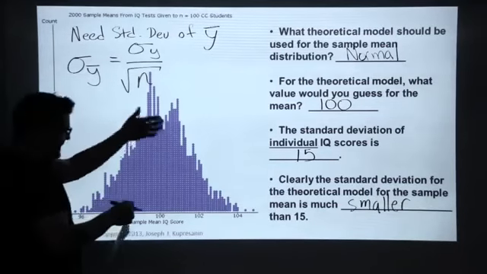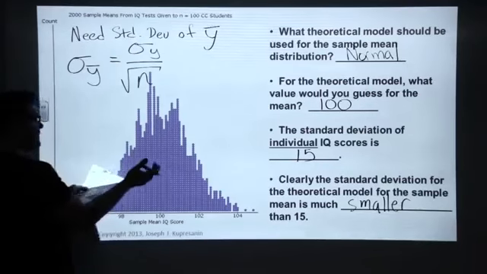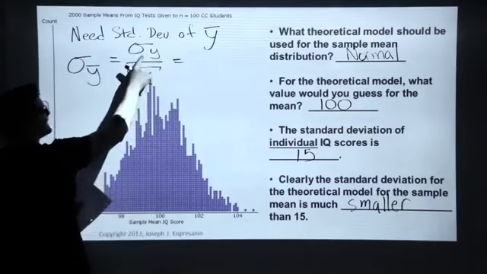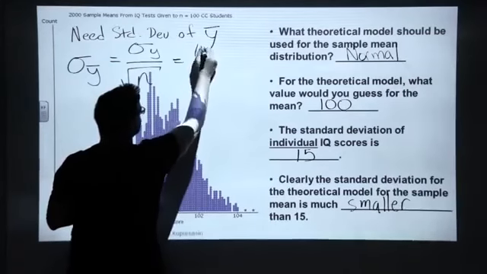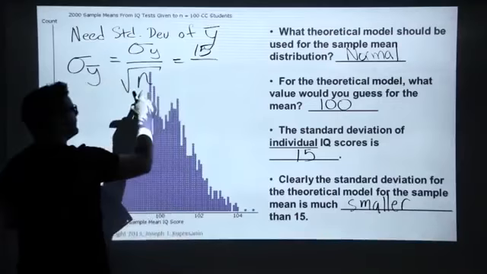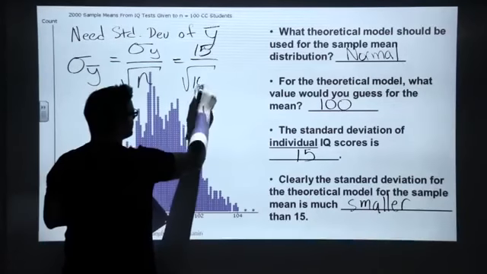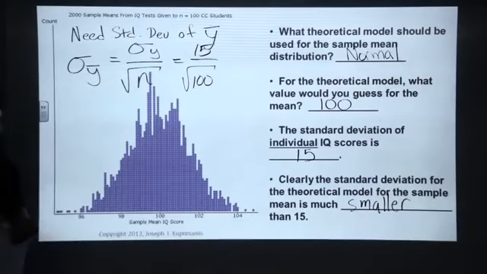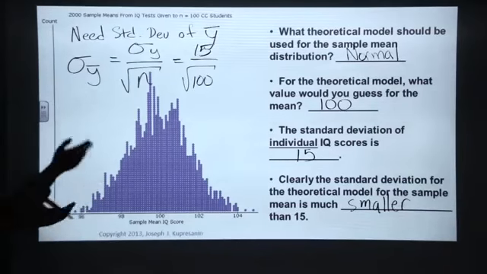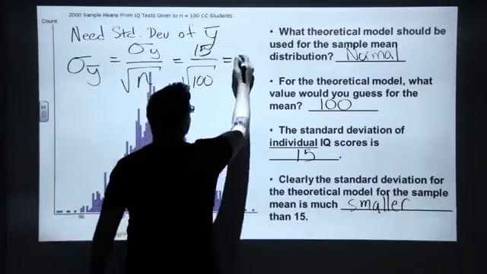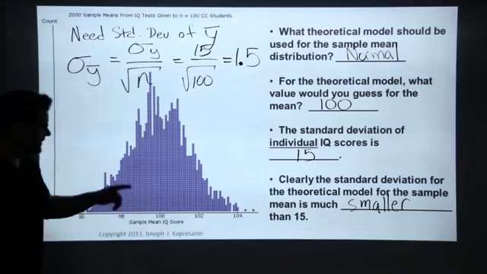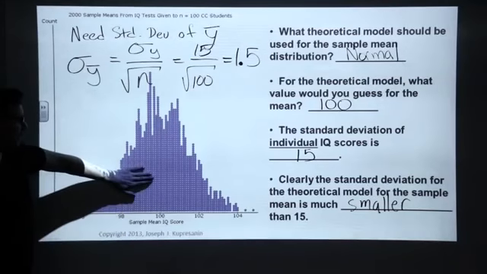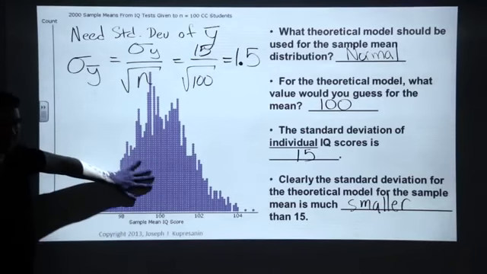Now, if I calculate this for this particular example, what's the standard deviation of IQ scores in general? It's 15. What was our sample size that we took? It was 100, right? So 15 divided by square root of 100, well, root 100 is 10, and 15 divided by 10 is about 1.5. And see the bullet point? Clearly the standard deviation for y bar is much smaller than 15.